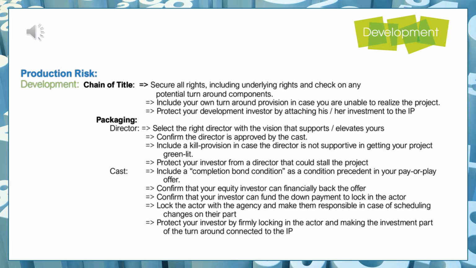The same applies for the cast. The cast also has to be completion bondable. The insurance has to check their health status, has to check if they are bondable, if there are any issues. We have to issue a pay or play offer to the cast. Ideally, the condition precedent should be the bond condition and making sure that they can be insured. We have to talk to our equity investor to make sure that they can financially back the offer, this pay or play offer that we're making for the actor.